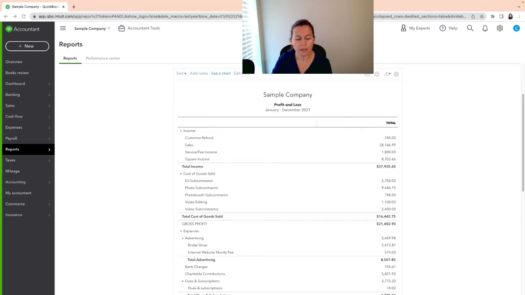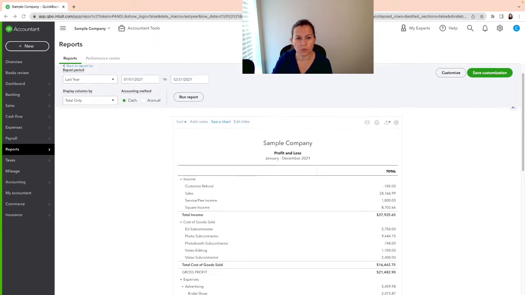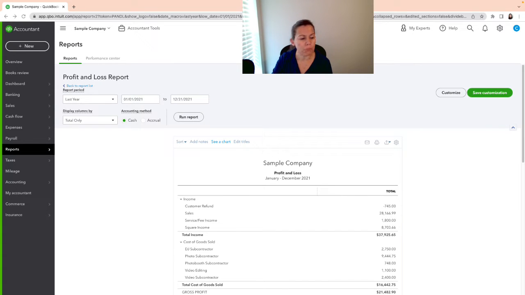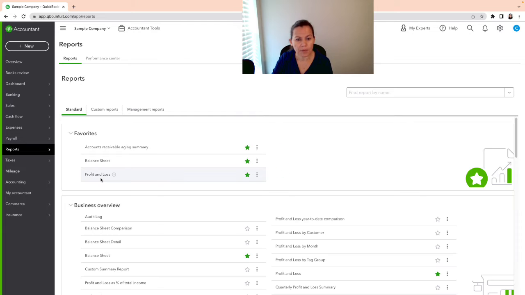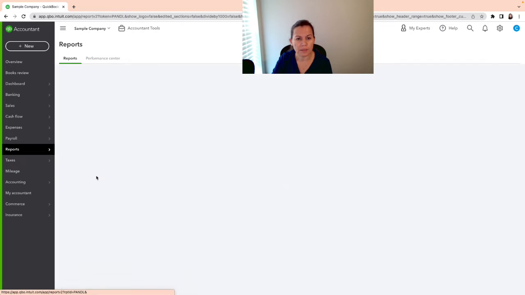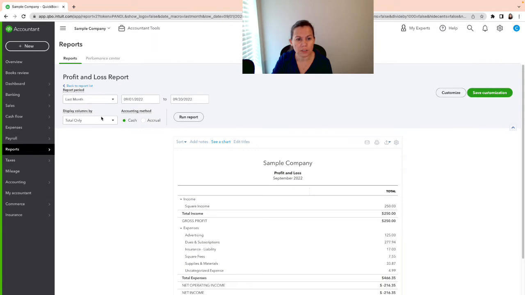Okay, here we are in QuickBooks, and what we're looking for in QuickBooks is your profit and loss, to be able to look at what is recorded in QuickBooks. To find profit and loss, on the left hand side you click on reports, and profit and loss, in my case it is always a favorite, right on the top. Okay, and then you want to change the date to whatever date you're looking for.